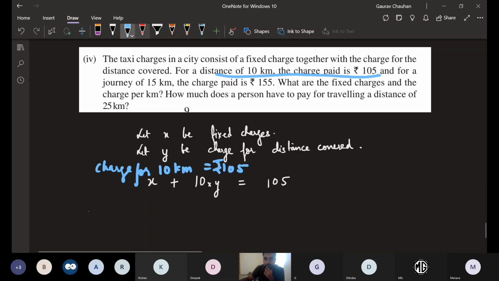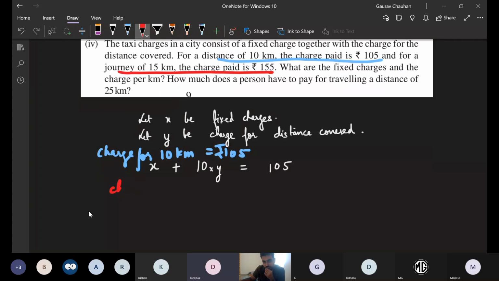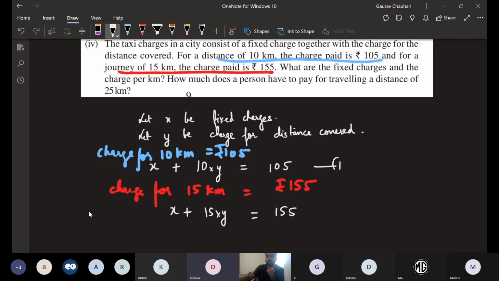Continue. And what is the next information we have? Journey of 15 kilometers, charge paid is 155. Tell me, what will you write that? No, sir, not in place of x. Y, sir. Tell me, what will the equation be? x plus 15y, sir, equals 155. Perfect. This is first equation. This is second equation. We can solve now.